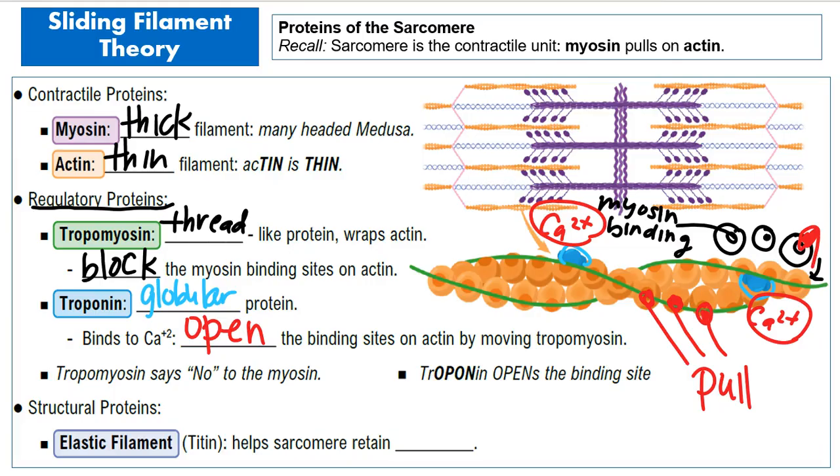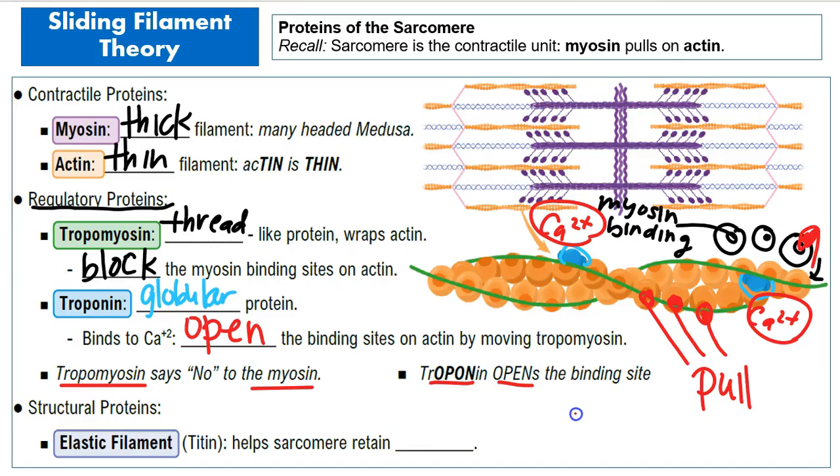So now we need to make sure we can understand. There's easy little memory things here about the regulatory proteins. Tropomyosin, because it has myosin in the name, says no to myosin. Tropomyosin says no to myosin. Troponin opens the binding site. So the fact you see OPON, you can also think of open. That could be one way to remember. Troponin opens the binding site. Tropomyosin says no to the myosin. My way of remembering is the fact that I see myosin in the name means that it does not like myosin. So it blocks it.